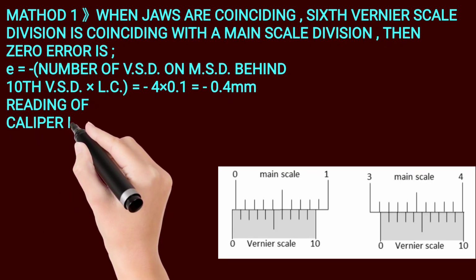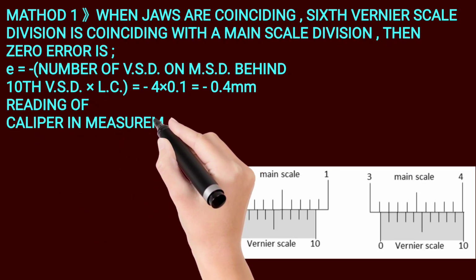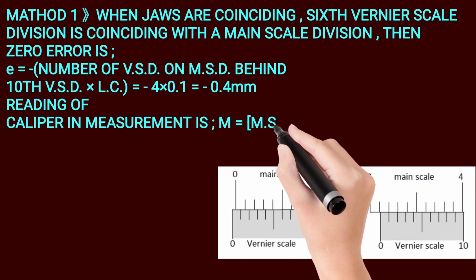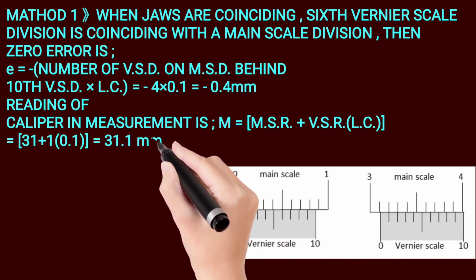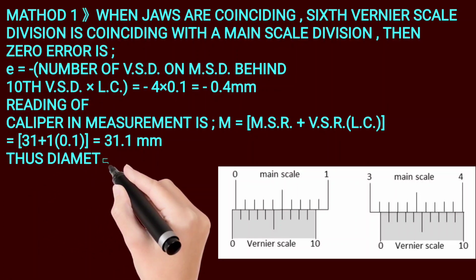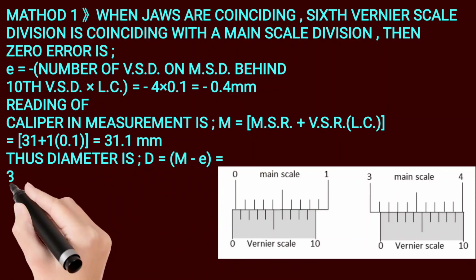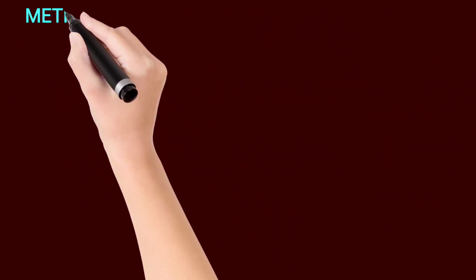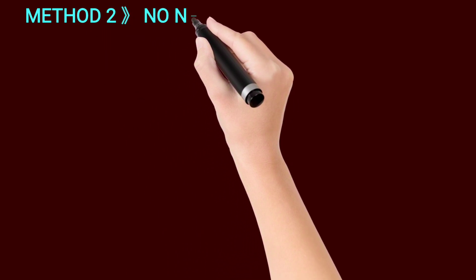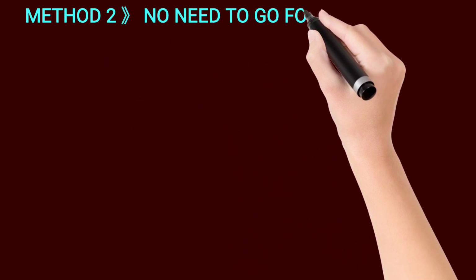And the reading of the vernier caliper during measurement is MSR plus VSR multiplied by the least count. It is 31 plus 1 into 0.1. That is what we can calculate. Here we obtained the value. And method 2, no need to go for measuring zero error. I like this method more, and we have to proceed with basics.